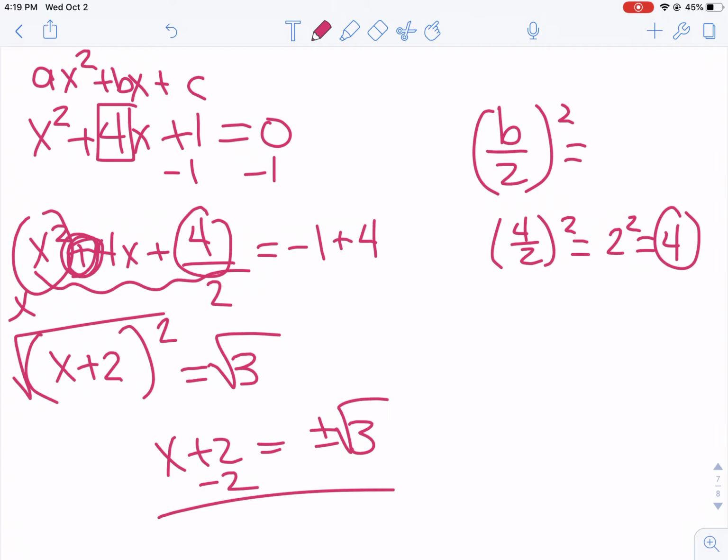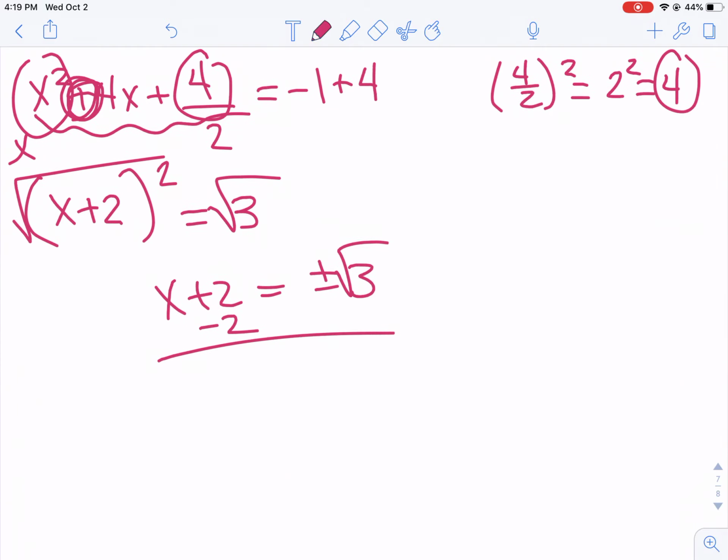Subtract 2 from both sides. So I get x equals negative 2 plus or minus the square root of 3. And you always put your solid number in front of the square root.